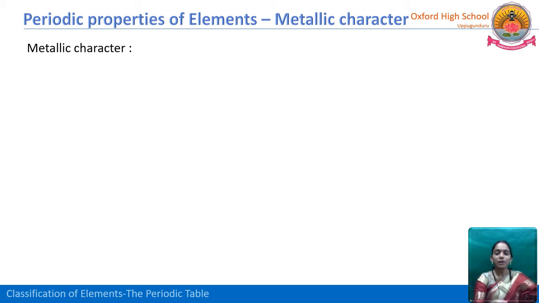In today's class, we are going to discuss the last property, that is metallic character, and one more also, the non-metallic character. First, we will discuss metallic character.